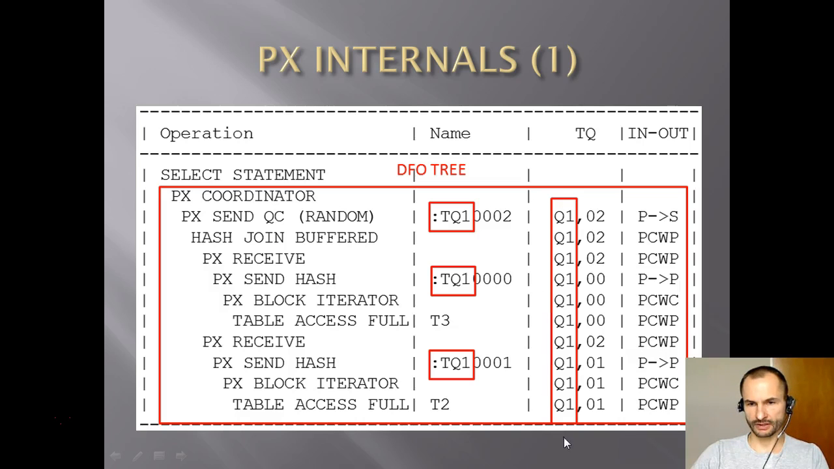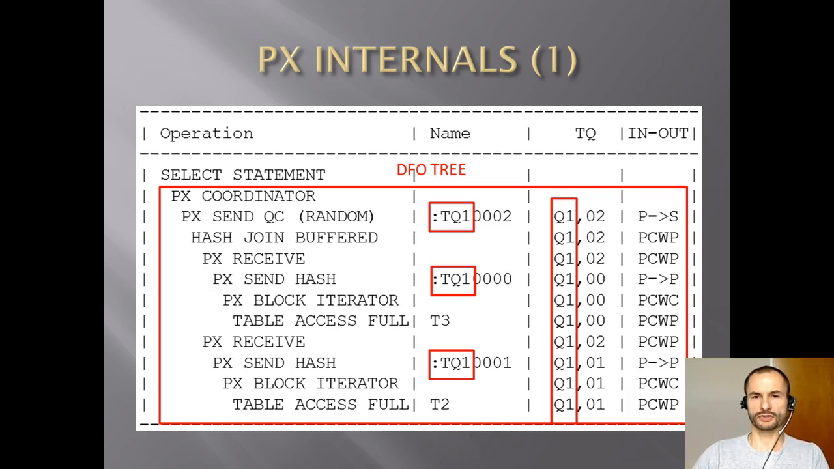You can also identify these different DFO trees, if there are multiple ones, by what is here before the comma. So what is in front of the comma, this Q1, basically identifies the DFO tree number 1. This is also reflected in this TQ1, which you see here. So this is basically the same information again, which means all these operations belong to the same DFO tree.